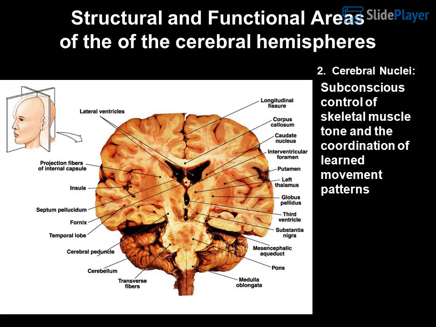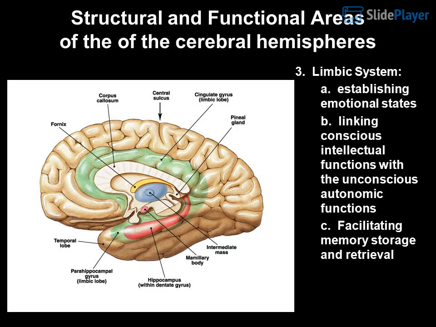Structural and functional areas of the cerebral hemispheres. 2. Cerebral nuclei: subconscious control of skeletal muscle tone and the coordination of learned movement patterns. 3. Limbic system. A. Establishing emotional states. B. Linking conscious intellectual functions with the unconscious autonomic functions. C. Facilitating memory storage and retrieval.